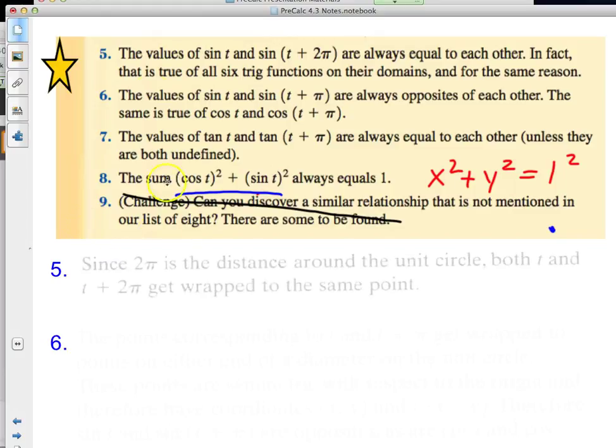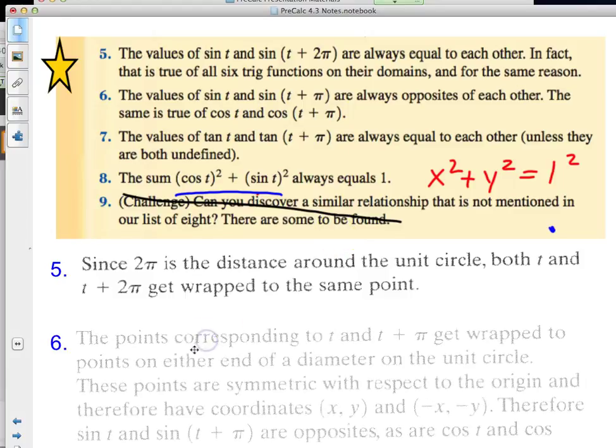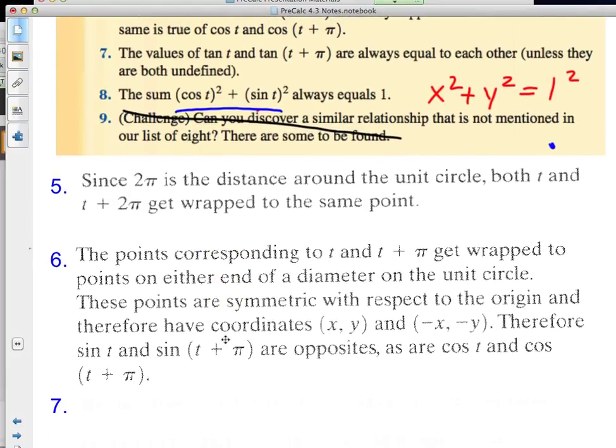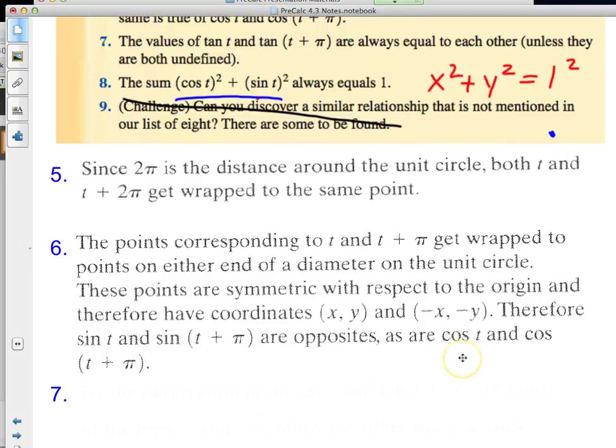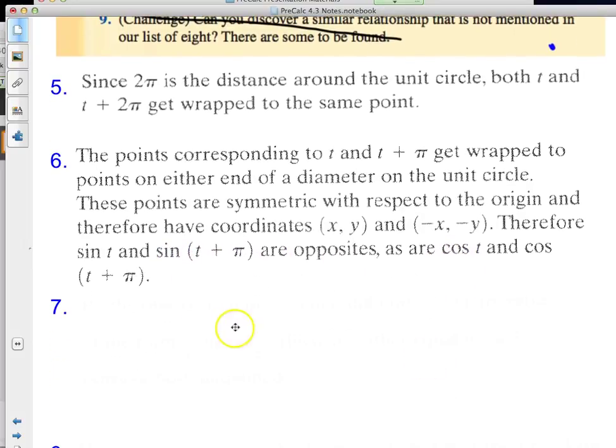So we're on 6. The values of sine t and sine t plus pi are always opposite of each other. The same is true of cosine t and cosine t plus pi. And that is true. Points corresponding to t and t plus pi get wrapped to points on either end of the diameter of the unit circle. These points are symmetric with respect to the origin and therefore have coordinates x, y, and negative x, negative y. Therefore, sine t and sine t plus pi are opposites, as are cosine t and cosine t plus pi.